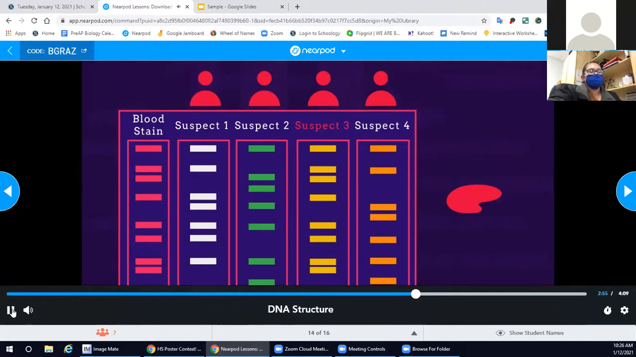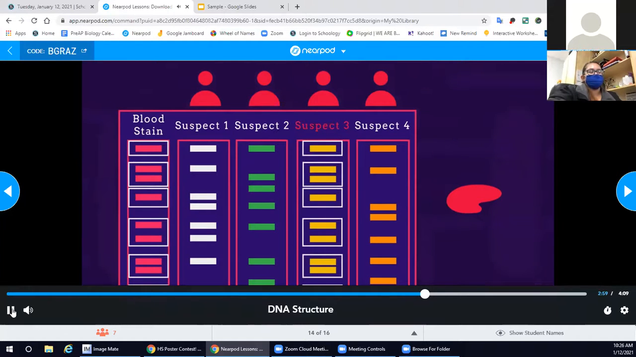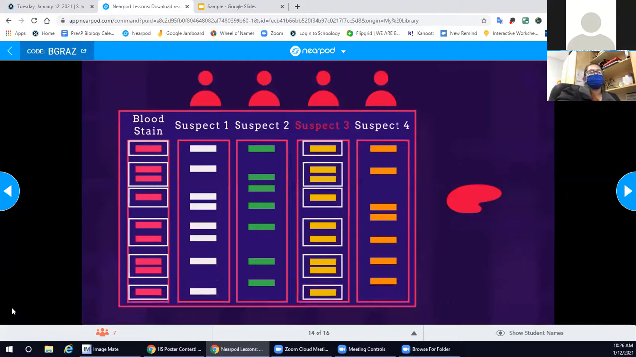Suspect 3 is guilty. Can you see how the pattern of bands matches in suspect 3 and the crime scene? So that's actually how crime investigations work. When we have blood samples, urine samples, saliva samples, this is actually how they work based on the DNA, to compare it to see if they're the ones that were at the crime scene. Their DNA is the same.